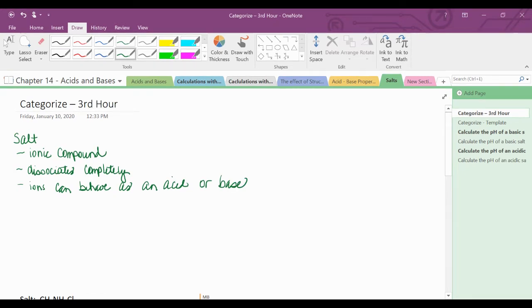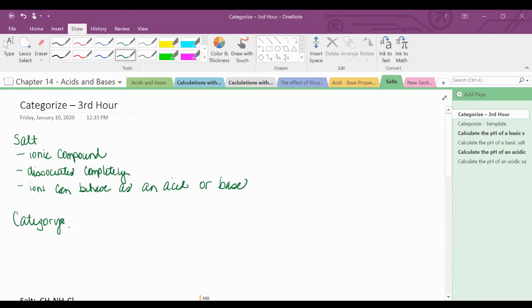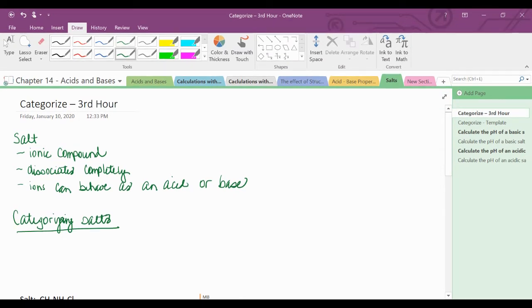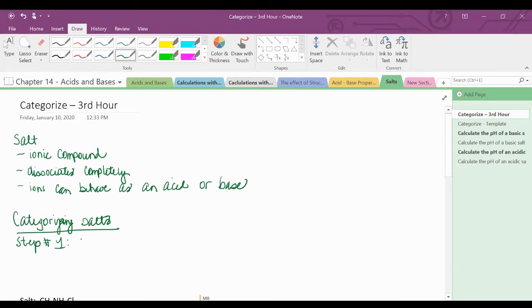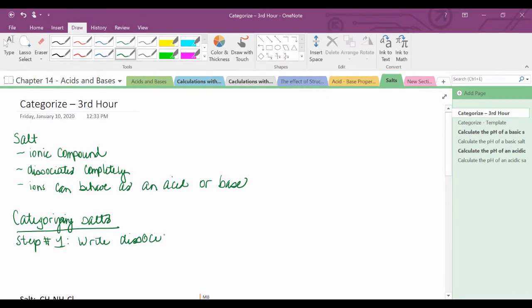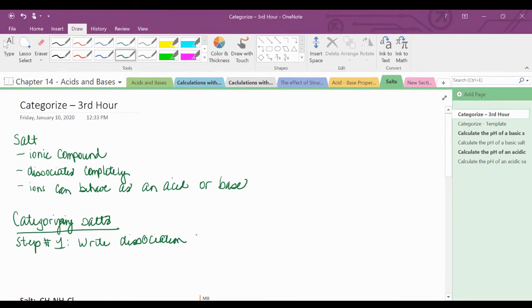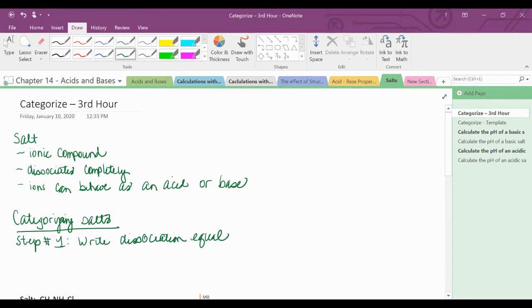All right, so let's talk about categorizing salts. And we're going to break this down into some steps. Step number 1 is we want to write a dissociation equation. And the benefit of this is that we'll be able to see what the cations and the anions are.